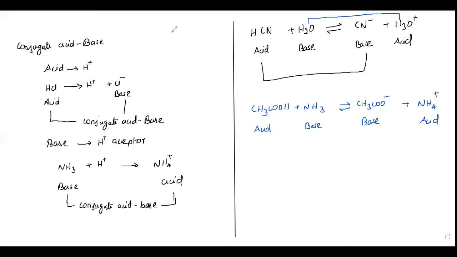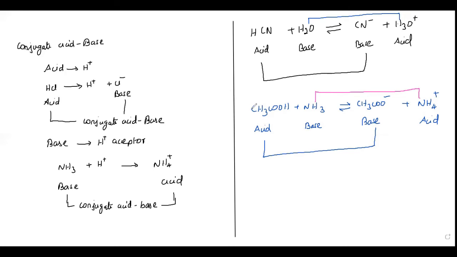So the conjugate acid base pair, listen here. This is acid, this is base, a conjugate acid base pair. Like here, NH3 is base. After accepting H plus, it will become acid, NH4 plus. This is a conjugate acid base pair.